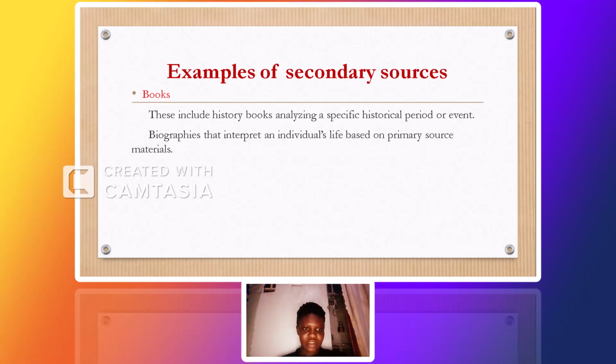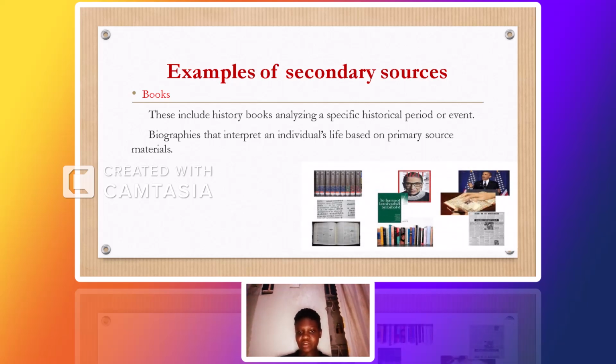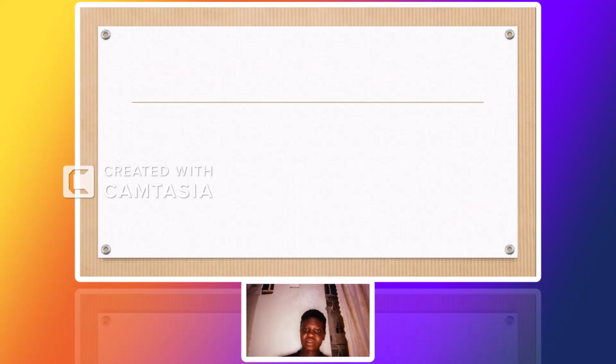As we heard, secondary sources get information from the primary source. As you have so many information sources here, journals, and so on, as you have seen. So that's what we can say about books as a source of information.